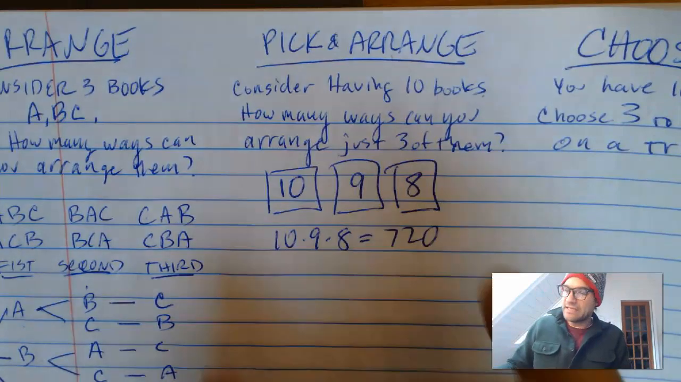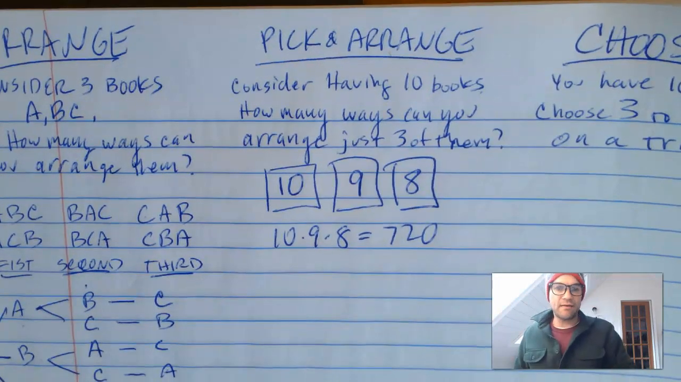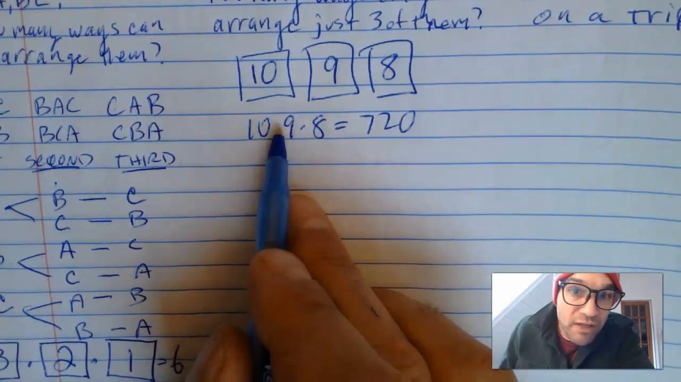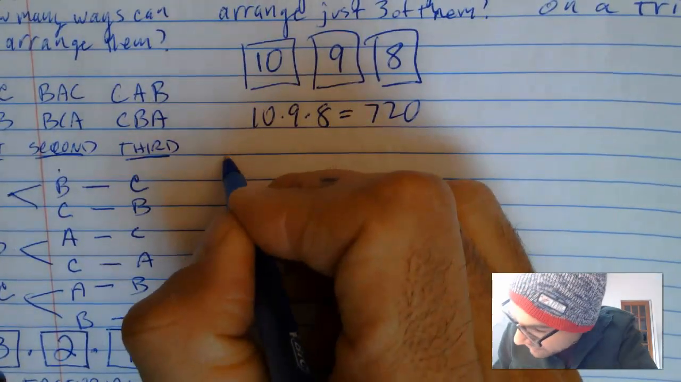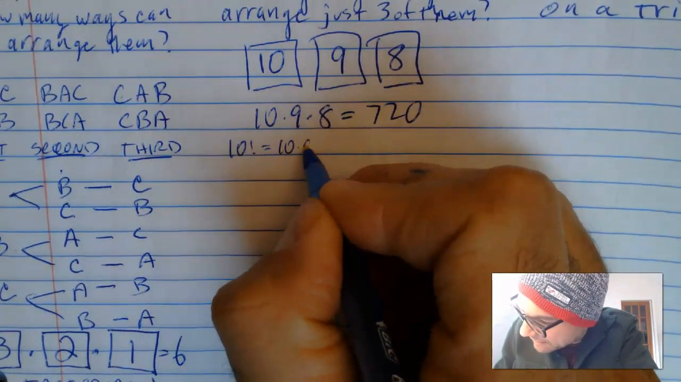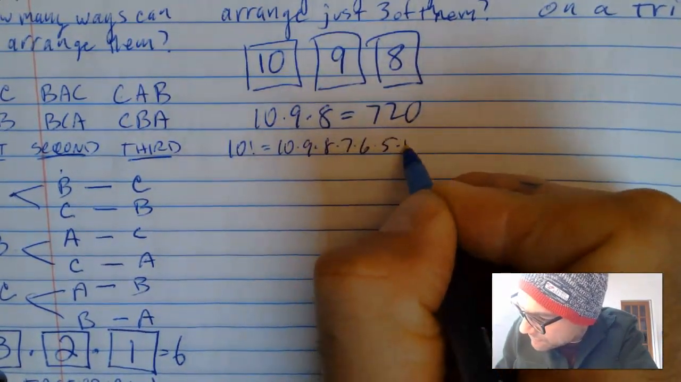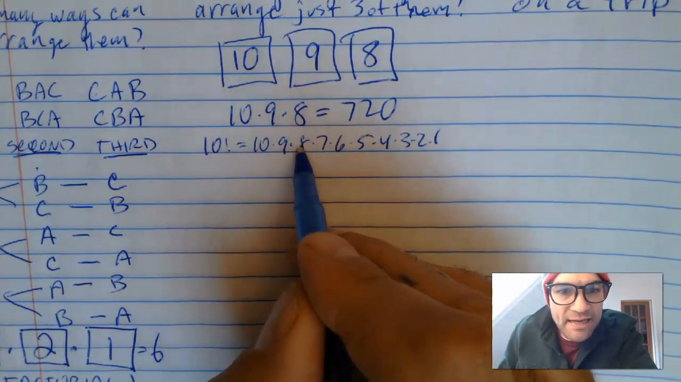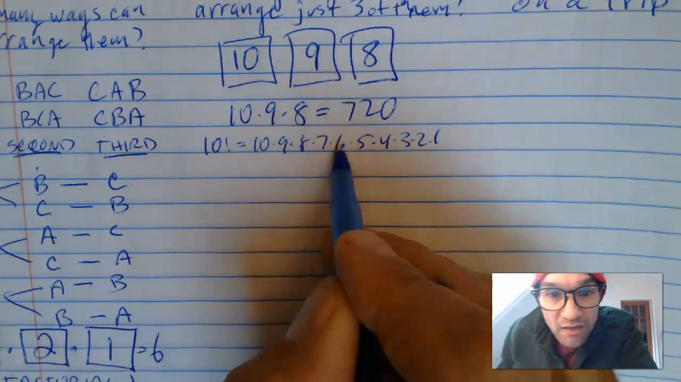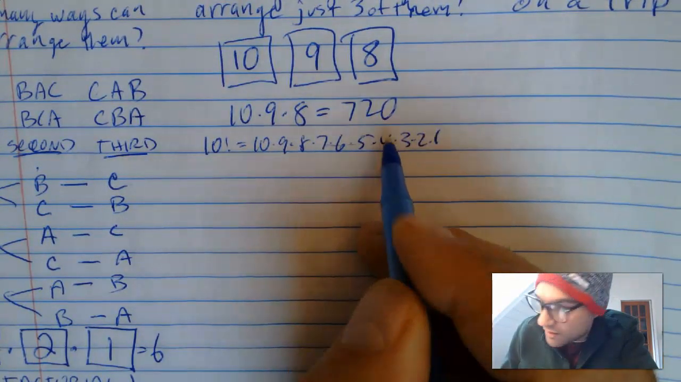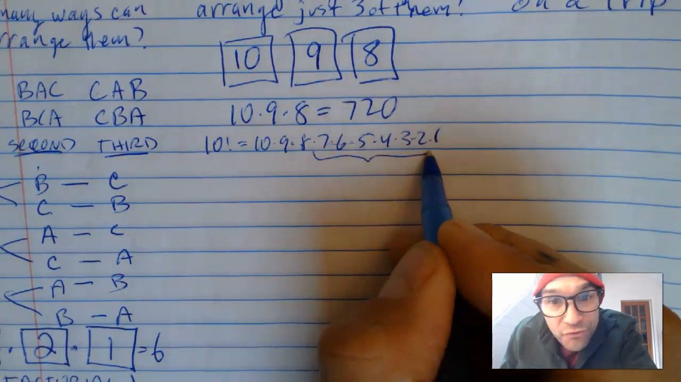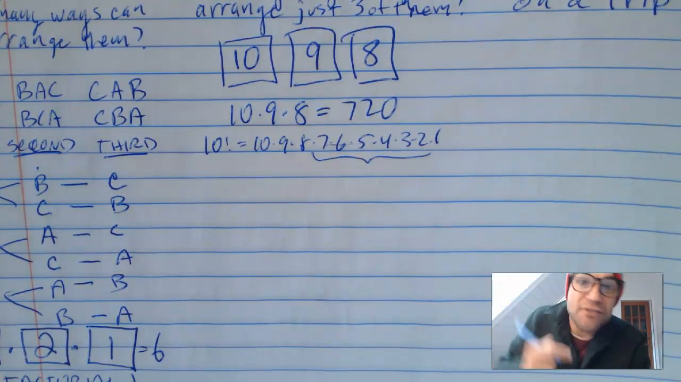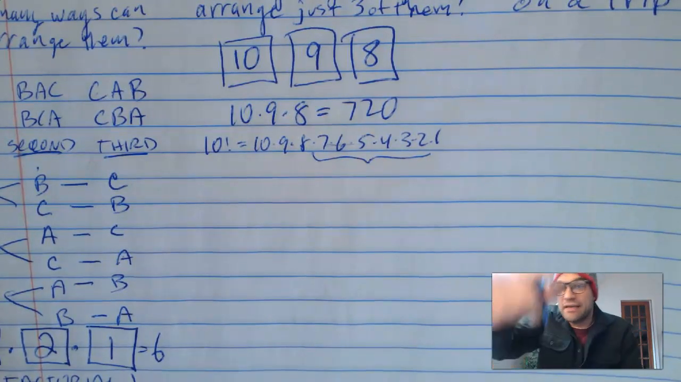Now we want to create a formula out of that. Notice this thing looks a lot like 10 factorial. Interesting. And let's think. 10 factorial, in fact, would be 10 times 9 times 8 times 7 times 6 times 5 times 4 times 3 times 2 times 1. I only want 10 times 9 times 8. I want to get rid of the 7, 6, 5, 4, 3, 2, 1. What is 7, 6, 5, 4, 3, 2, 1? I'm hoping you're looking at that right now saying, that's 7 factorial.